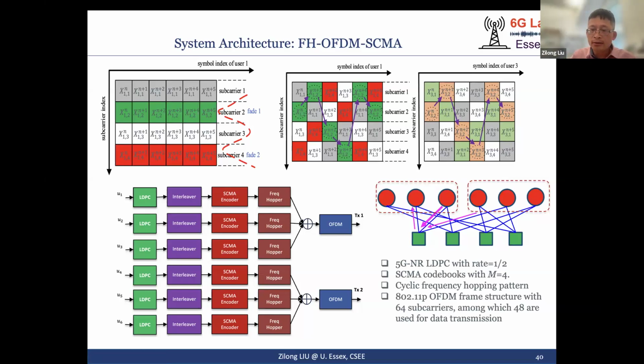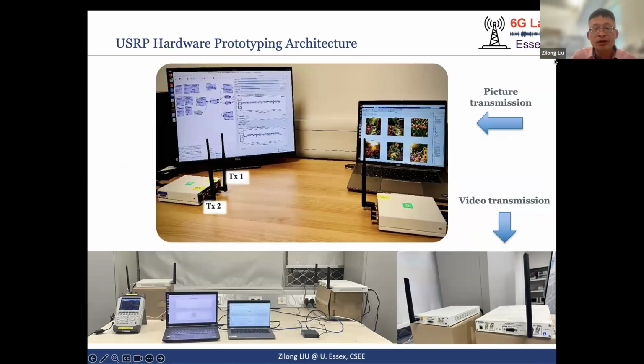And we consider the 802.11p OFDM structure with 64 subcarriers, among which we have inserted several pilots, and eventually we use 48 subcarriers for data transmission. And now you can see our system structure. One is for picture transmission, and the second one is for video transmission.